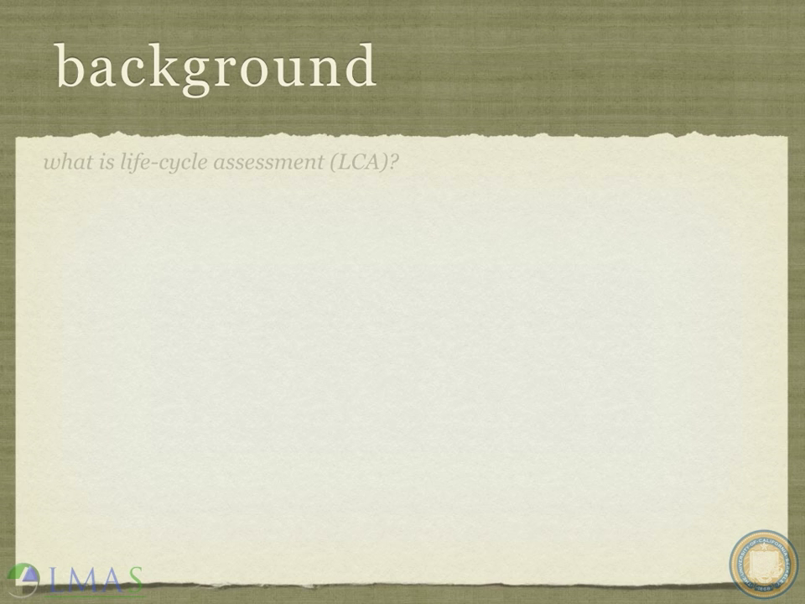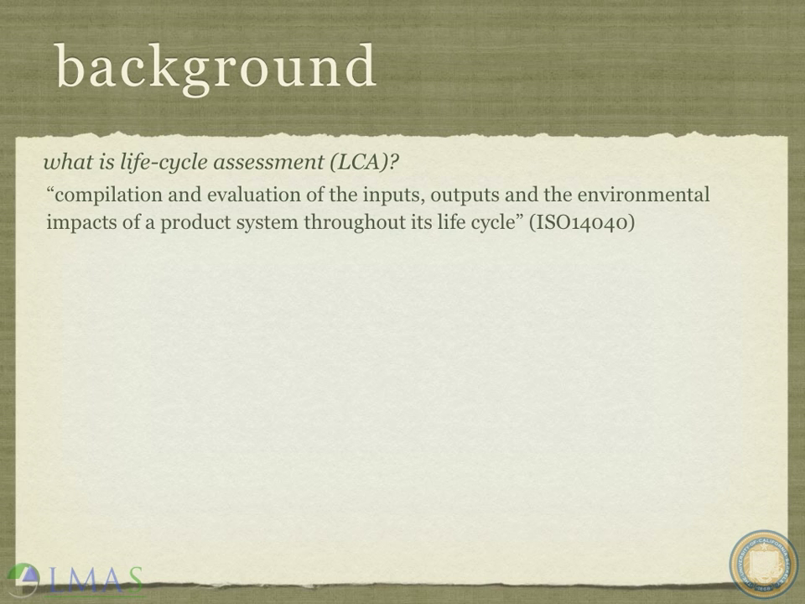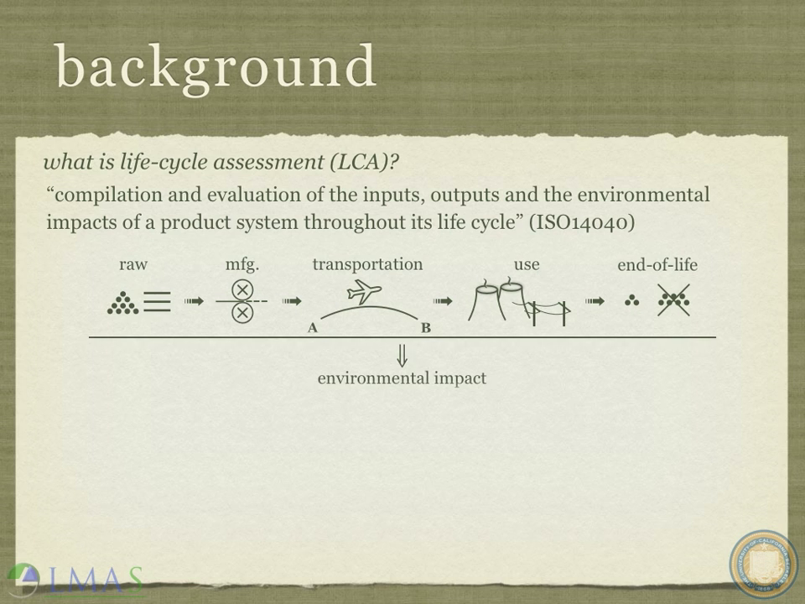Next, what is life cycle assessment? According to the ISO 14040, LCA is defined as a compilation and evaluation of the inputs, outputs, and the environmental impacts of a product system throughout its life cycle. To better illustrate this, the diagram below shows a cradle-to-grave product life cycle, beginning at raw material extraction, to manufacturing, transportation, to the use phase, and finally to the end of life where the product is recycled and/or becomes waste. All the phases play a role in impacting the environment.